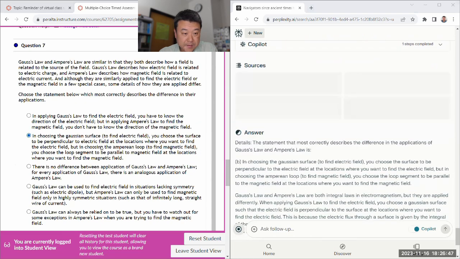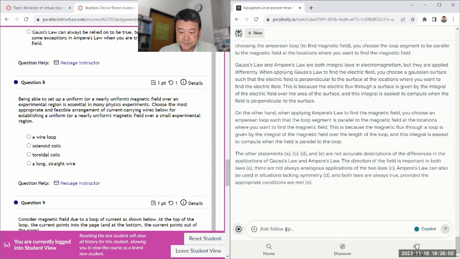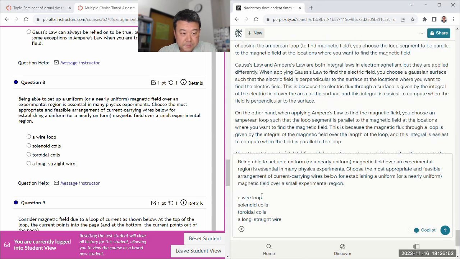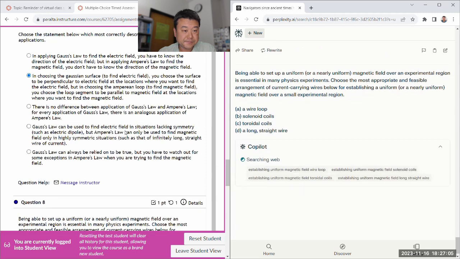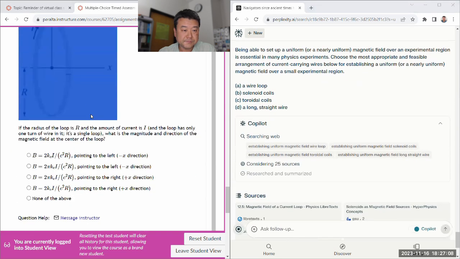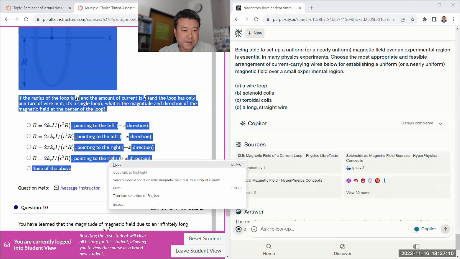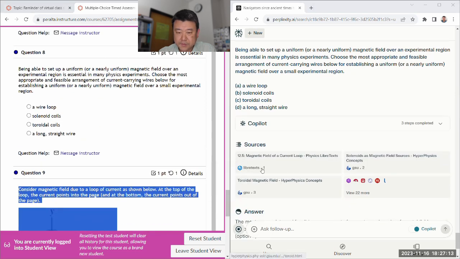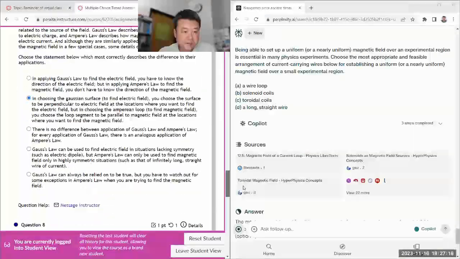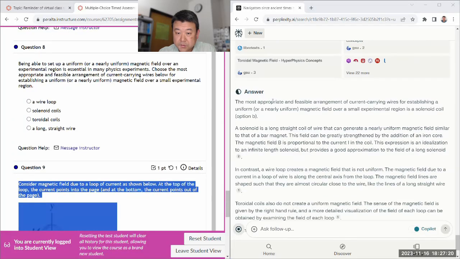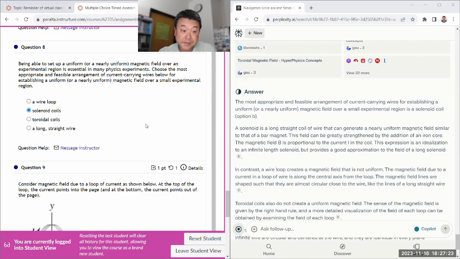Most correctly is B. Being able to set up, okay. This I think I can answer. So in this version, it should be solenoid. But I think there's a version of this question that talks about Hamilton coil also. Yeah, that one's gonna take a while. But I think I have enough time, maybe 3 minutes. So I think we'll be fine. It's a solenoid, yeah, correct.